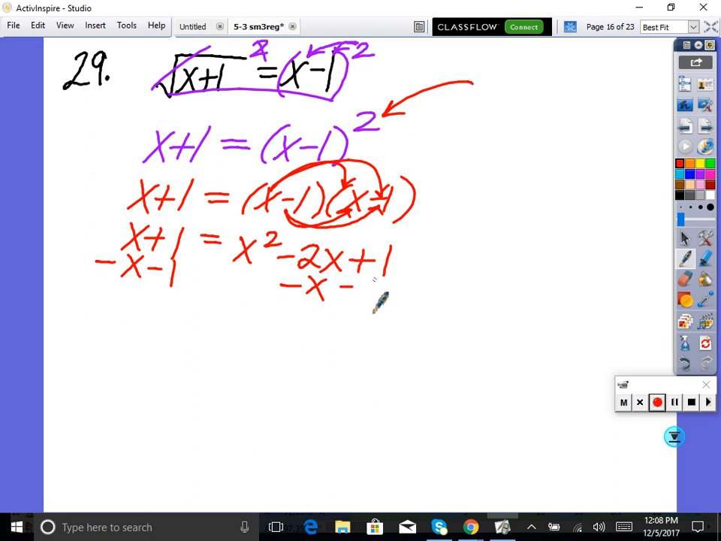Subtract x, subtract 1. So now look, on this side we have 0, which is what we want. 0 is equal to x squared minus 3x, and that's gone. Now we have a quadratic that's in standard form. It's set equal to 0. We are all set up to solve it.